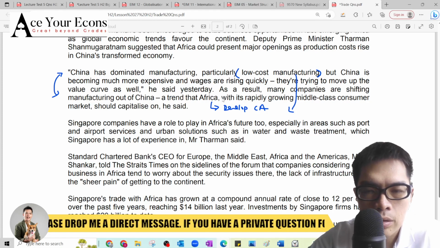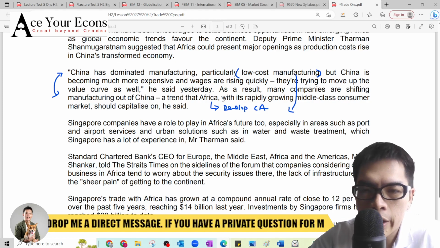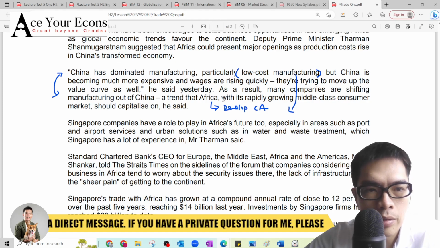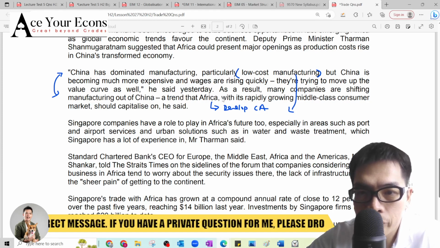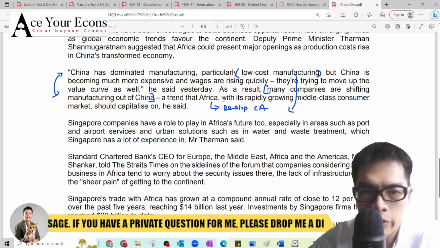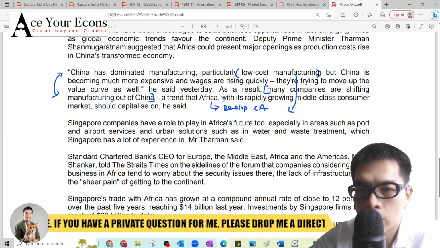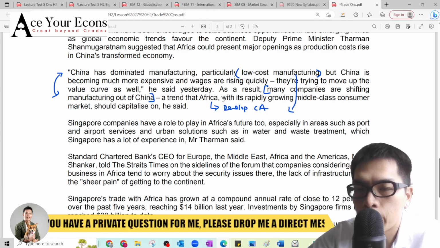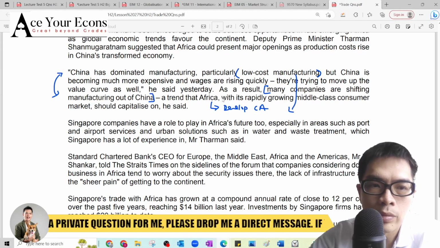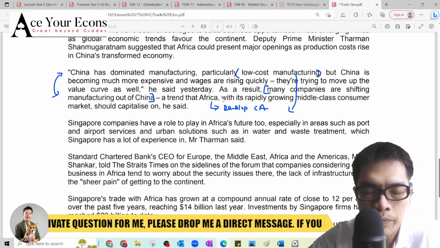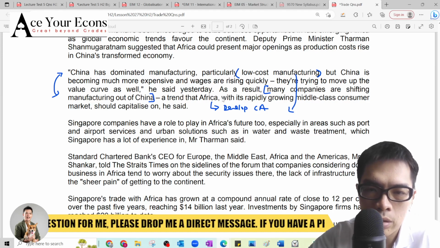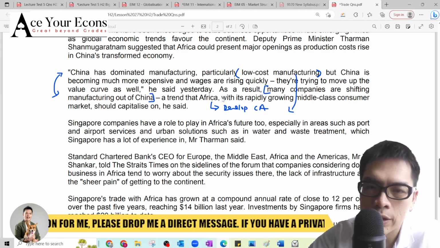right? And why is Africa a potential beneficiary? Then you have to read a little bit more. You can see that many companies are shifting manufacturing out of China, right? So which companies are those? It could be domestic Chinese firms. It could be foreign firms that are offshoring from China to build production plants in Africa.